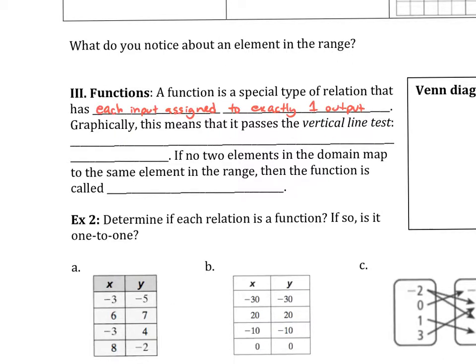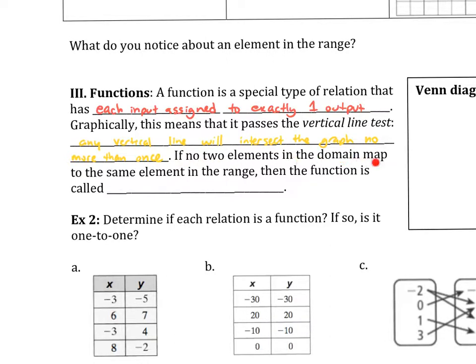Graphically, this means that it passes the vertical line test. Let me explain that, and then down below we'll see it. Any vertical line will intersect the graph no more than once. So it can intersect no times, or it can intersect one time, but not twice or three times, etc.